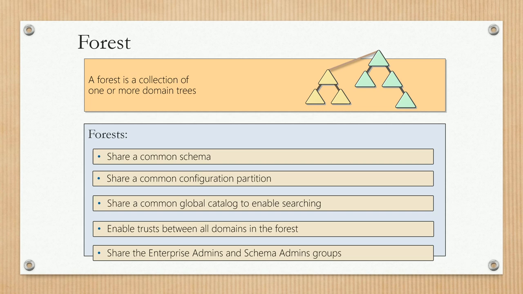Now let's see what the forest is. A forest is a collection of one or more domain trees. If you have one or more domain trees, that is called a forest. What does the forest do? A forest shares a common schema, shares a common configuration partition, shares a common global catalog to enable searching, enables trust between all domains in the forest, and shares the enterprise admin and schema admin groups. That's what the forest does.